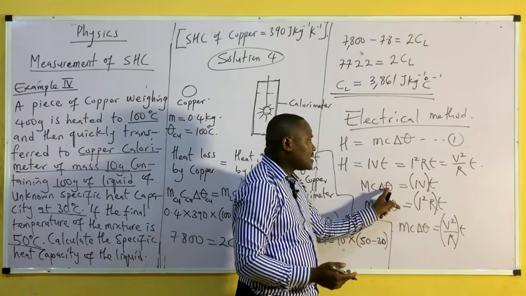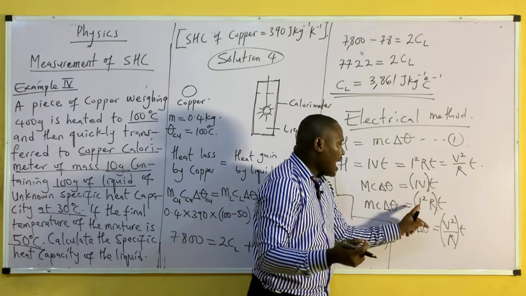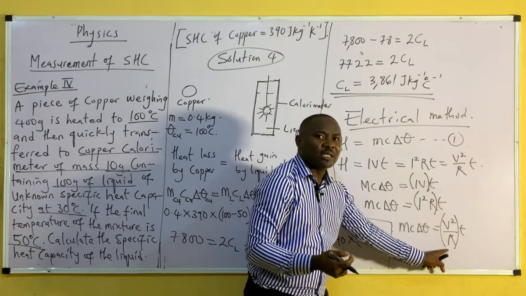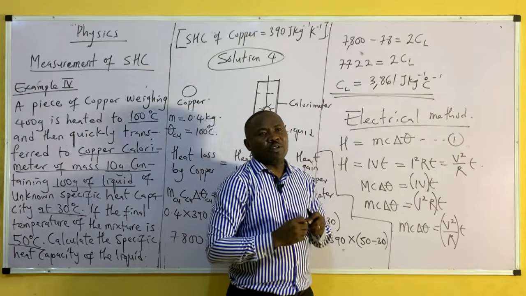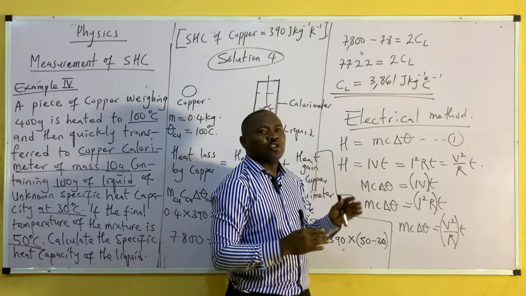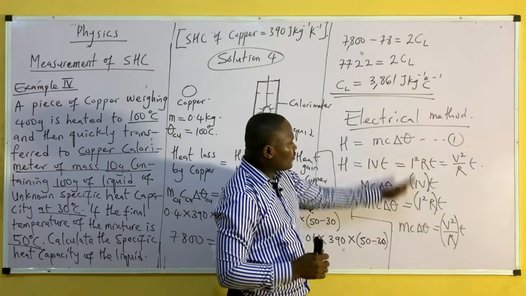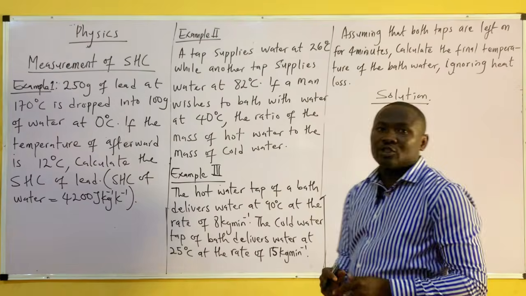It can be mc theta equals power. IV is power, electrical power. I squared R is electrical power. Then V squared over R is electrical power. So these are formulas suitable to calculate for the electrical method, and you can still use the same process to solve questions as regards the electrical method. Thank you. Now let's look at some examples.